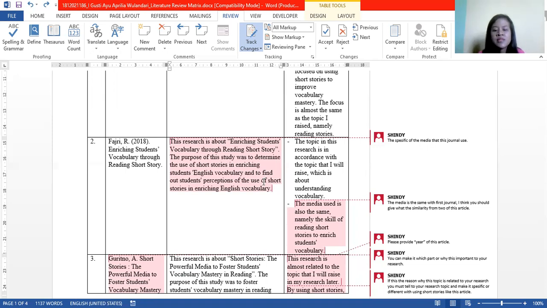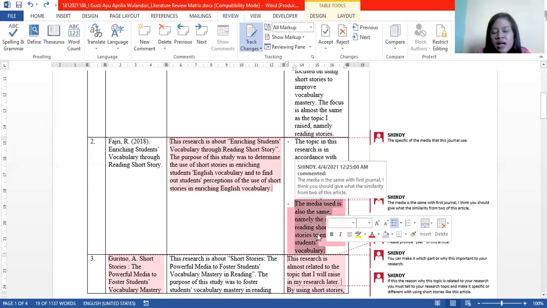So this is really important for you, because you can see this table again and then review it. What specific media will you use in your research, that is different from the other articles? And then also the second article: is this media also the same as the first article? Maybe you can note the similarity between these two articles.